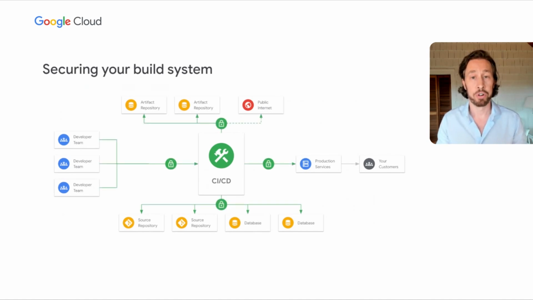So in this talk, we're going to focus in on the build process specifically and talk about how to improve the security posture of your build environment. And we're going to do this by focusing on three main areas. One, network security. Two, build permissions. And three, binary authorization.